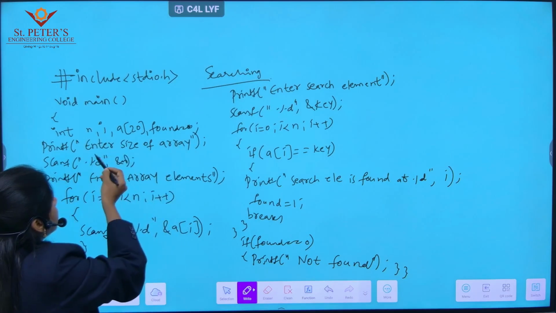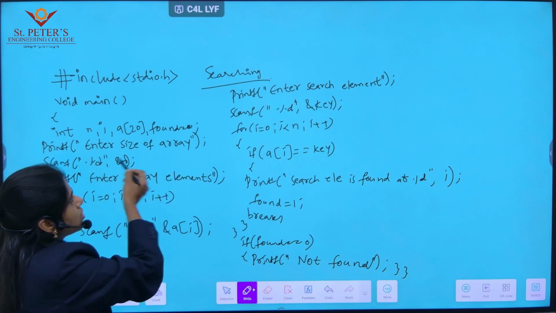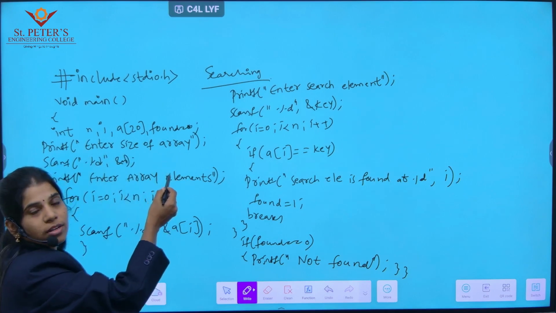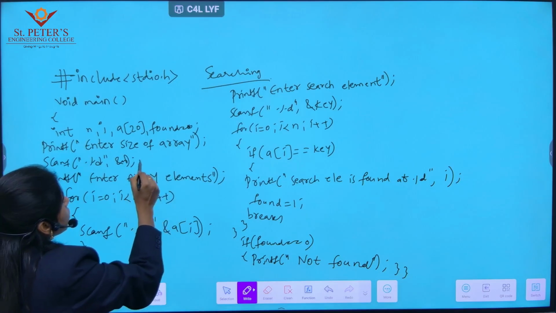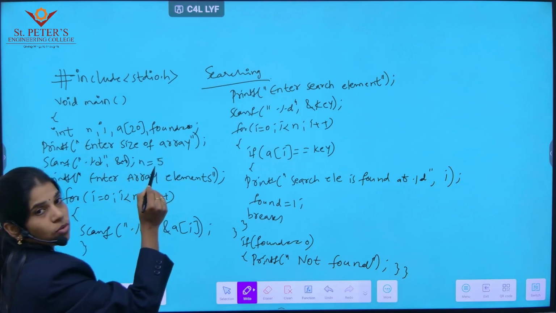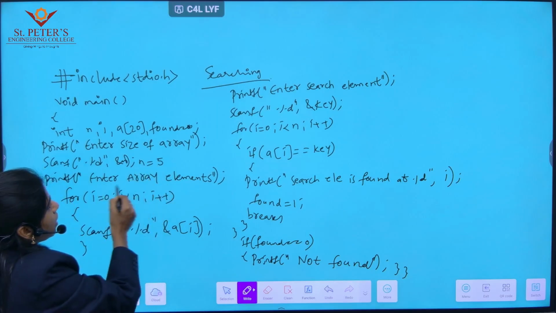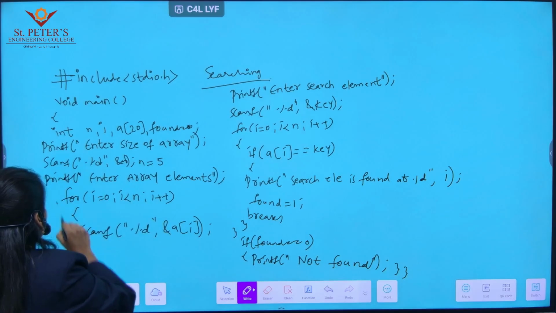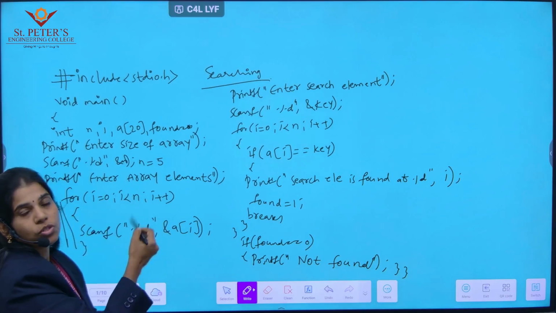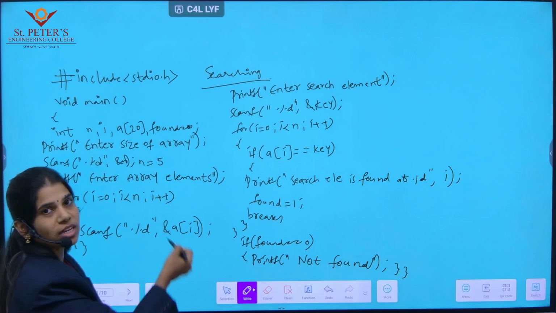First, "enter size of array" is printed on the monitor, so you have to give the size here. Suppose you give the size n equal to 5. Then it asks to enter array elements, which means you need to enter 5 elements. By using scanf, those 5 elements are going to be stored in the array.